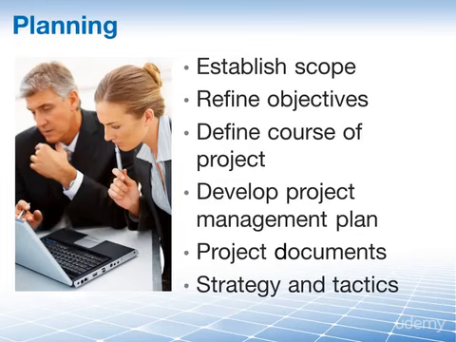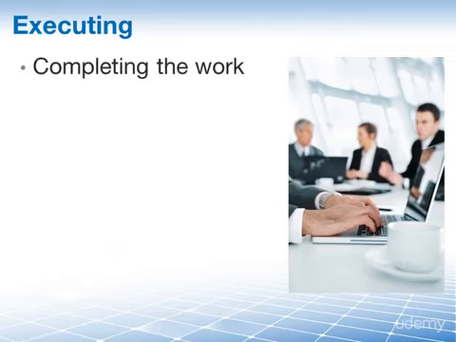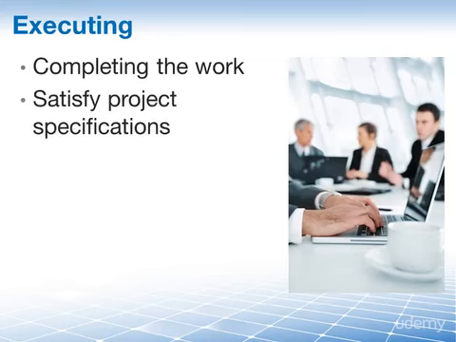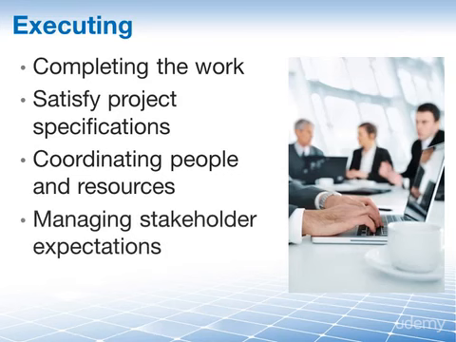The executing process group contains those processes that are performed to complete the work defined in the project management plan to satisfy the project specifications. Executing is all about coordinating people and resources. The executing process group is where the work gets done, and you will spend the majority of your time in this process group. Executing is also the process group where you will manage stakeholder expectations.